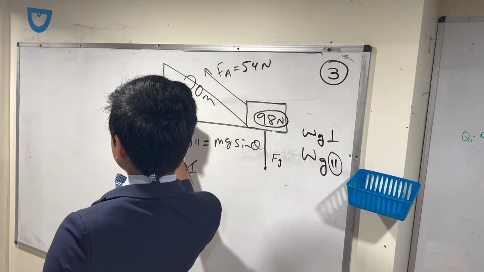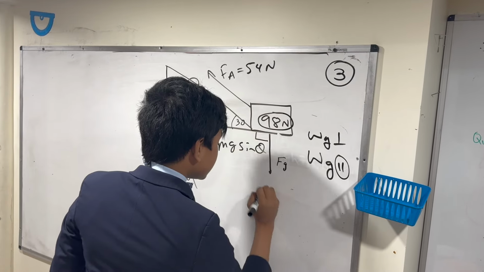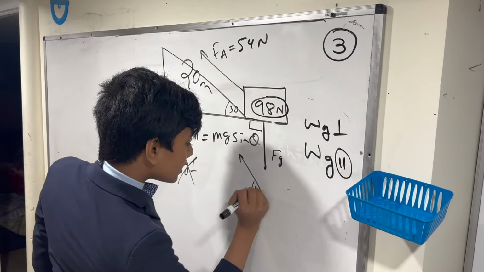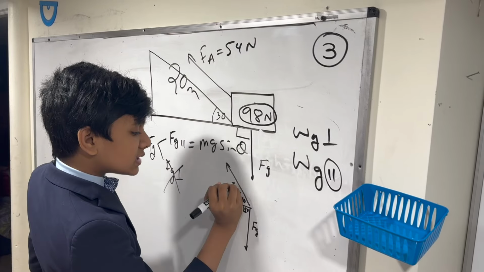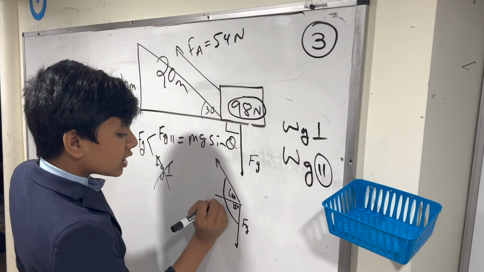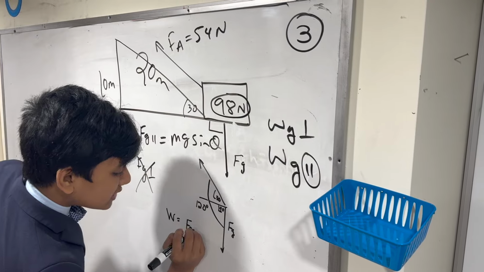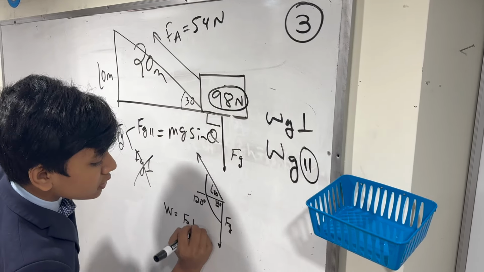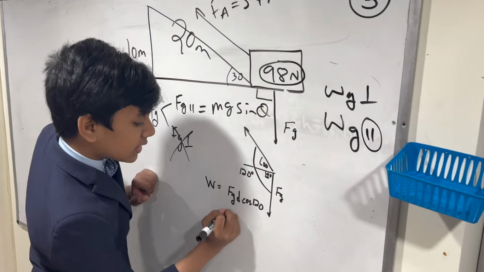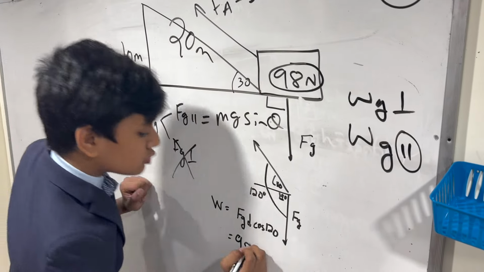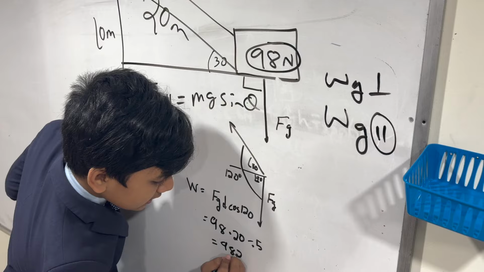And it should be obvious, since this is 20 and this is 10, that this is a 30 degree angle, which means this is 90 degrees. So, since the direction of motion is this way, 30 degrees, and this is Fg, it wouldn't be wrong to state that the angle between the direction of motion and the force would be 120 degrees. Thus, the work is equal to the total Fg, or the weight, times the distance traveled, times cosine 120. Fg is 98, distance traveled is 20, and cosine 120 is minus 0.5, which gives you minus 980 joules.